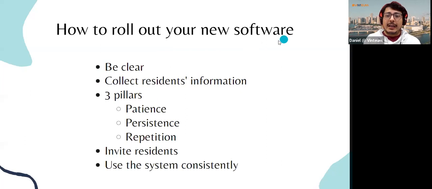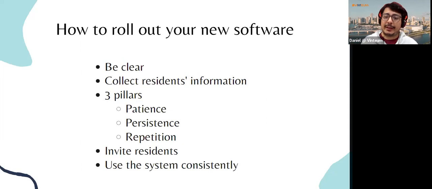Moving forward, I wanted to take a few minutes to just go over the basics on how you can roll out the system, and rollout also includes promoting engagement, right? So as we always go through, please remember to be clear. Everything regarding technology, especially when dealing with elderly residents, clients that may not be that tech savvy, the clearer you are, the better, right? Please collect residents' information. Access to the system is based on email invitation. So having the most recent email address is crucial so that the resident can actually log in.